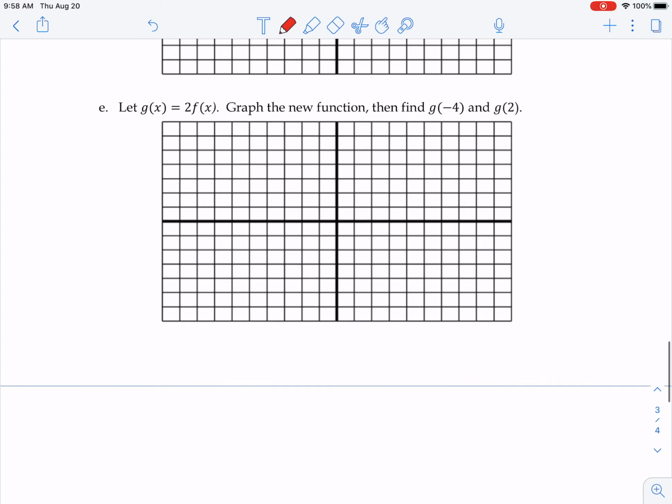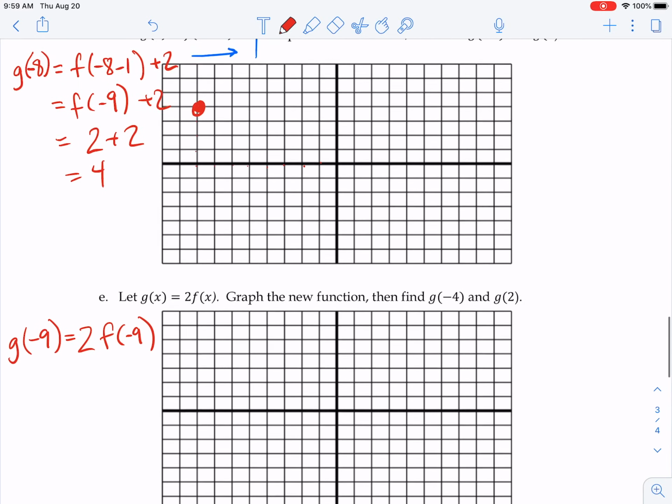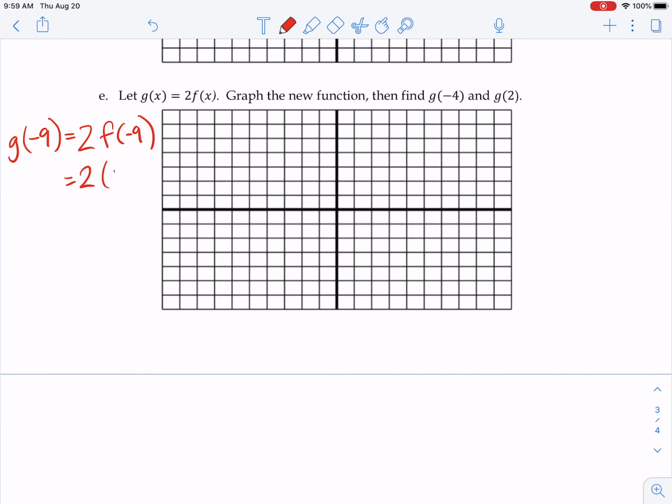Okay, this one is a vertical stretch. So this is going to take everybody and pull it by a factor of 2 away from the x-axis. So I could say, what is g of -9? Well, that's going to be equal to 2 times f of -9. Once again, f of -9 is positive 2. So this is 2 times positive 2, which means g of -9 is equal to 4. I should have just drawn a little tick mark. And then 1, 2, 3, 4. Here is that new point.